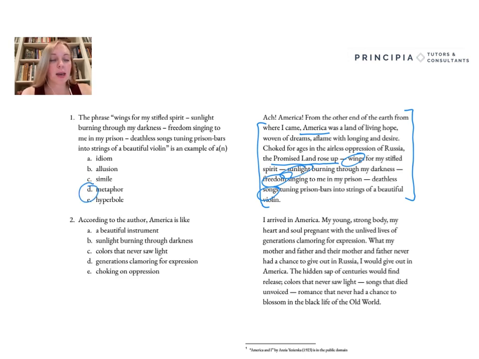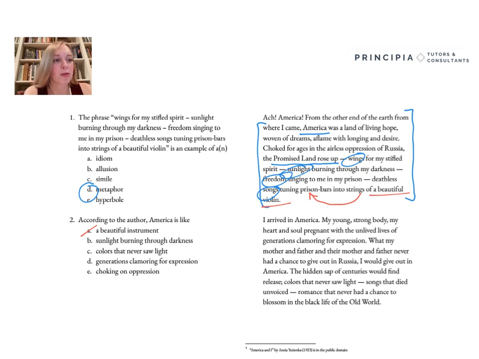Now, if we look at the second type of question, according to the author, America is like, so we know this is going to be using some sort of figurative language to discuss America. Let's check out our options. First, America is like a beautiful instrument. Well, we see this beautiful instrument referenced here with the beautiful violin, but it's saying that prison bars are turned into the strings of a beautiful violin, but it's not exactly referencing America. So that's probably not going to be our best choice.